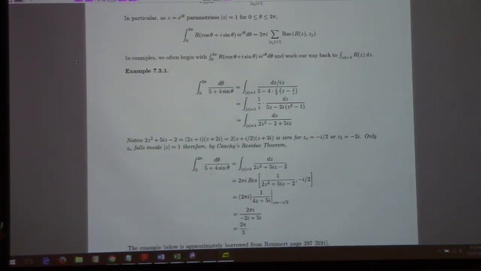Only one of these matters to the problem because only one of those is inside the unit circle. Which one? Yeah, the minus i over 2. So this is actually equal to 2 pi i times the residue of my integrand at minus i over 2, which is easy enough to calculate. It works out to differentiate this and plug that in. So you get 2 pi over 3.